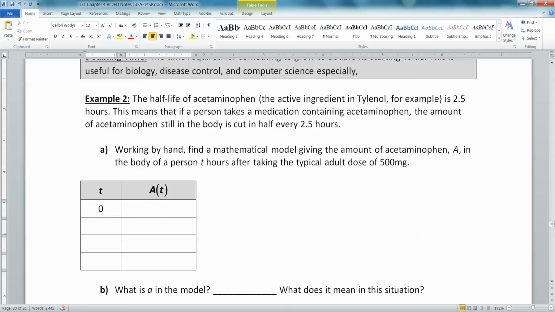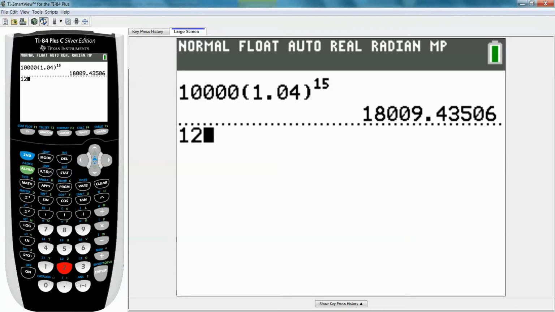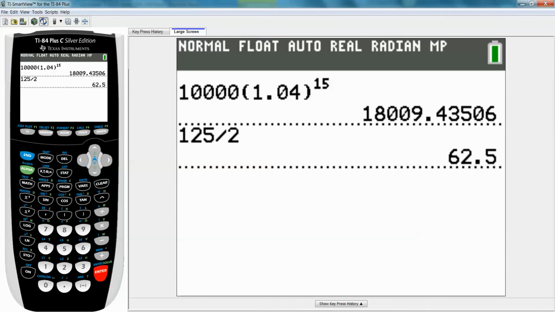Okay, so let's start here. We start at time 0. So at time 0, the person takes 500 milligrams. Not so bad. And then at time 2.5, they're at 250. And at time 5, they're at 125, right? Because every 2.5 hours, the amount is being cut in half. So I'm taking half of 500, 250. Half of 250 is 125. Then another 2.5 hours, they should be at half of 125, which is 62.5. Let me double check that. I'm doing that in my head. 125 divided by 2. Yep, 62.5.